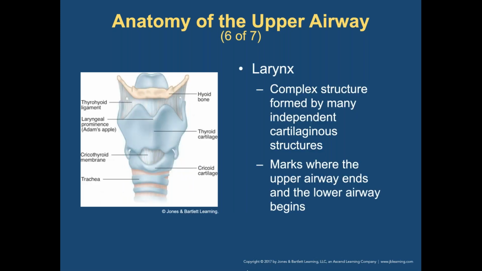All right, so talking about the larynx here. It's a complex structure formed by many independent cartilaginous structures, so it's not solid bone, but it does still have some structure and rigidity to it. There is a bone there. It's called the hyoid bone. Something interesting about the hyoid bone is it's free floating. It's very small and it doesn't anchor to anything. It's just a solid piece that all of the other tissues of that airway in that area connect to.